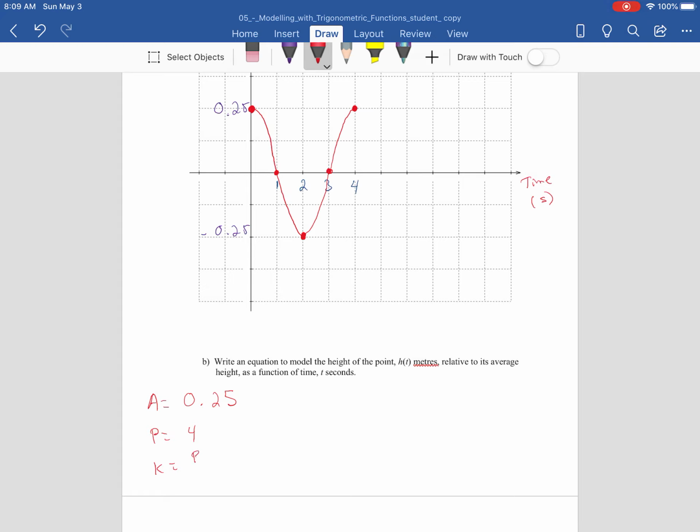rearrange that, right? k is the period divided by 2 pi.